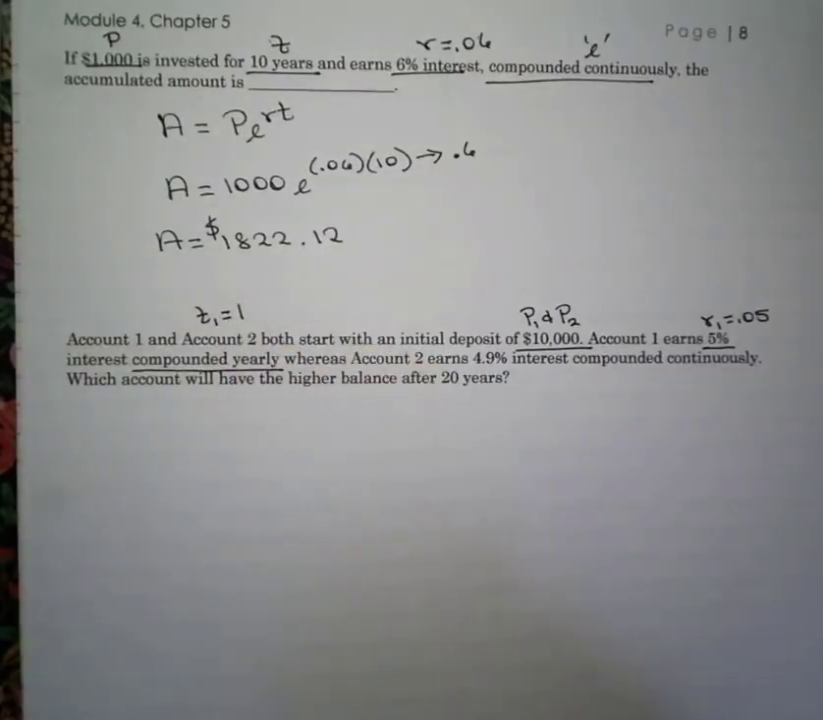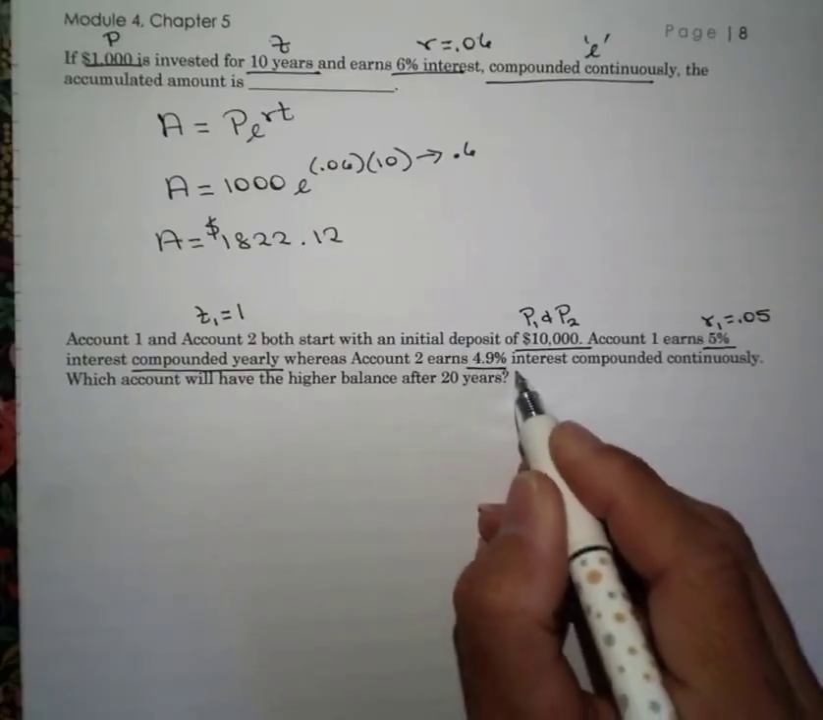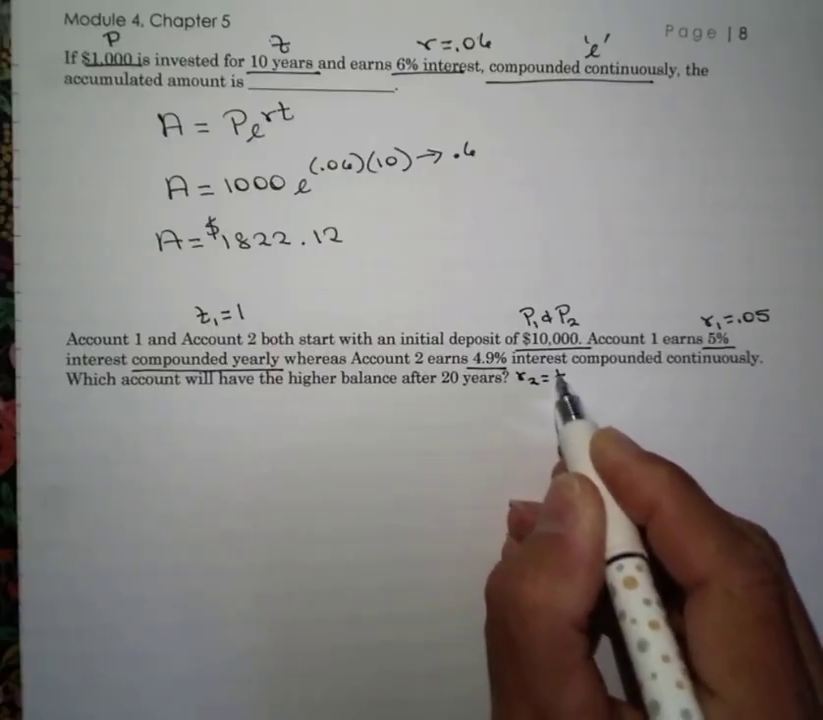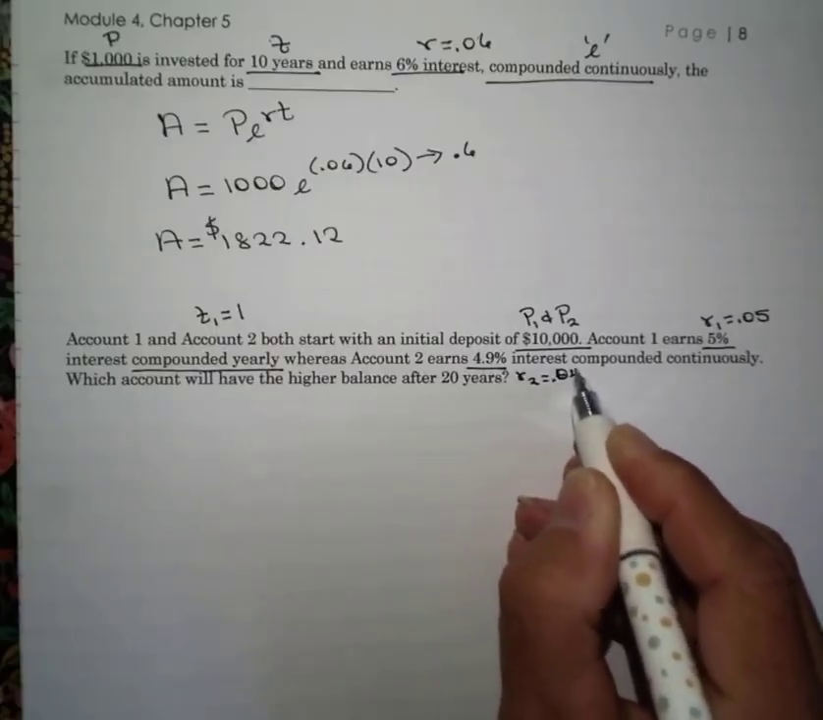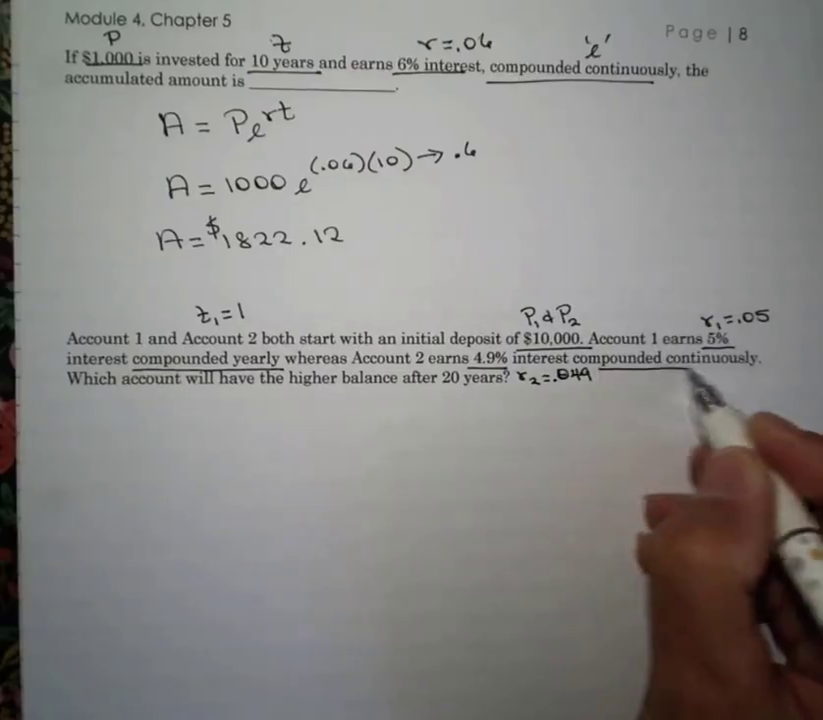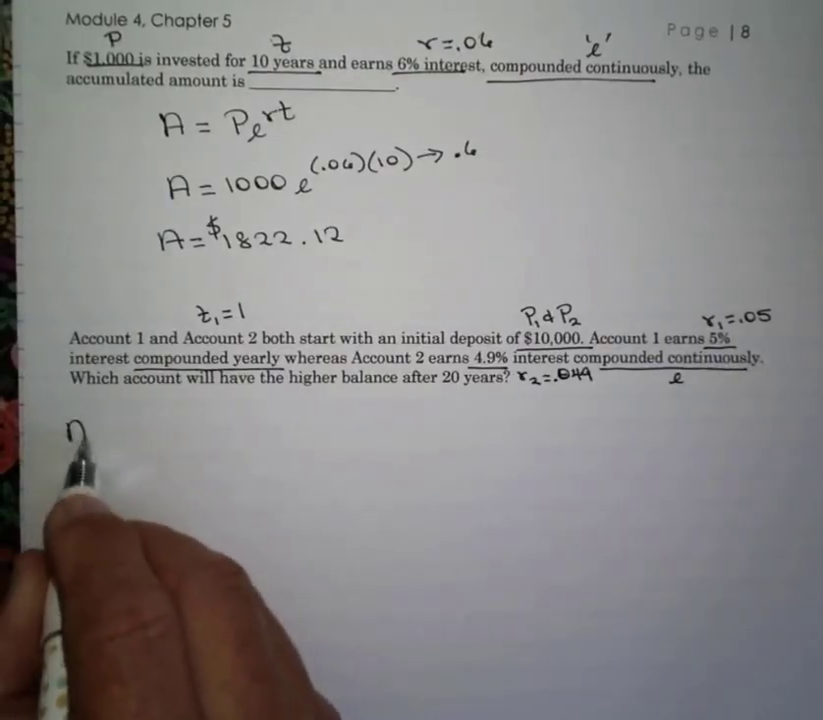a year, okay? Now, account 2 has 4.9% interest, so that's going to be the rate for problem number 2 is going to be 4.9, which I'm going to say 0.049. And then compounded continuously says use E. And they want to know which one has the higher balance after 20 years. So I'm going to come over here with account 1.